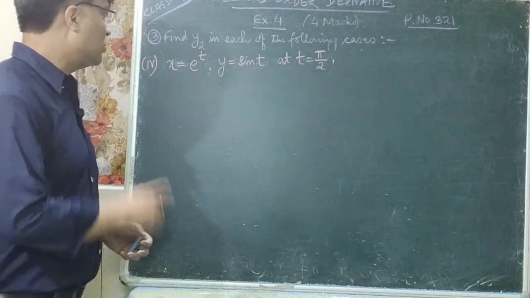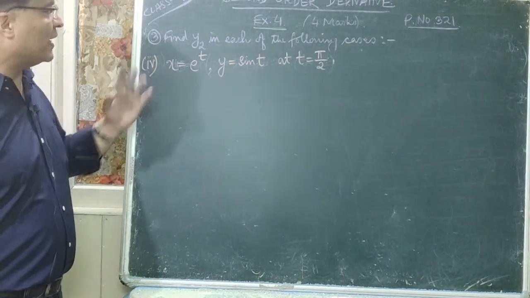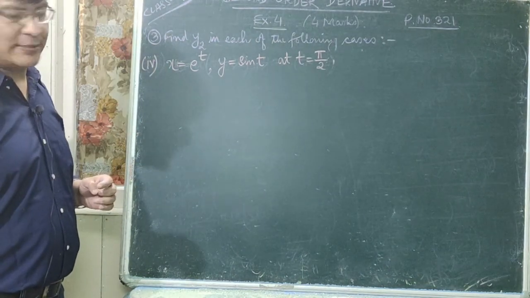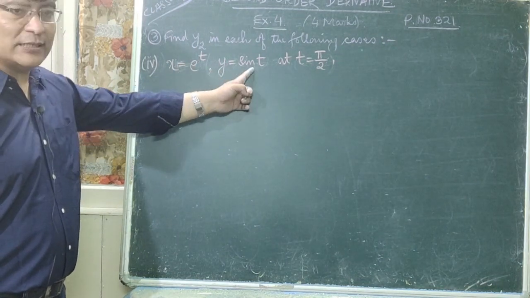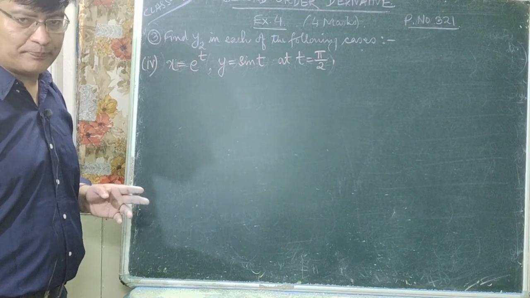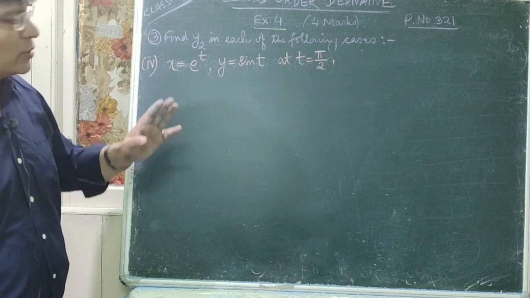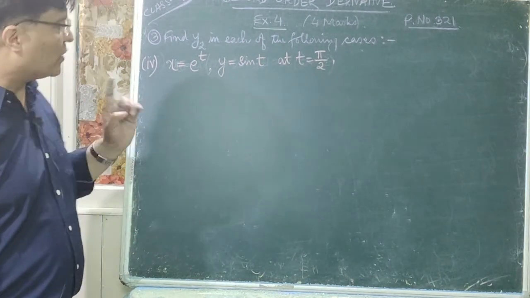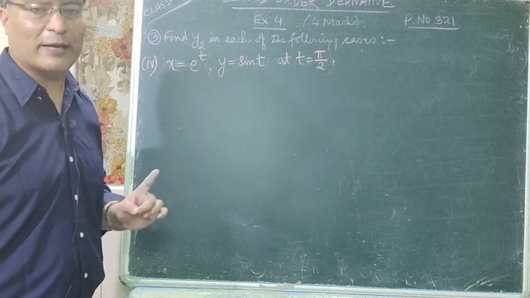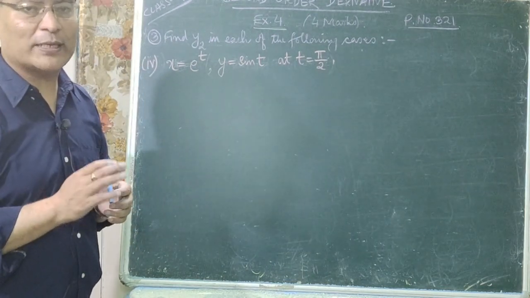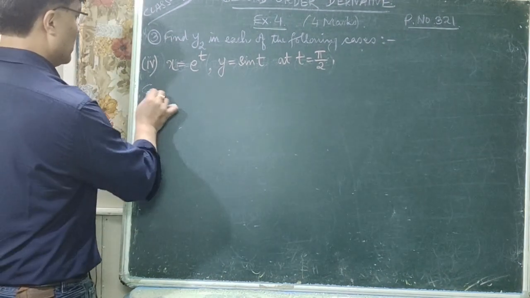Now we'll do the next question, that is question number 4, that is number 3. Find y2 in each of the following cases. It is given x is equal to e to the power t and y is equal to sine t. This is also a parametric equation, both x and y are expressed in terms of a parameter t. So first of all, you have to get the value for d square y by dx square. Then you put t is equal to pi by 2. पहिला हामी d2y by dx square निकालेपछि मात्र हामी t is equal to pi by 2 हाल्छौं यहाँ. ठीक छ?